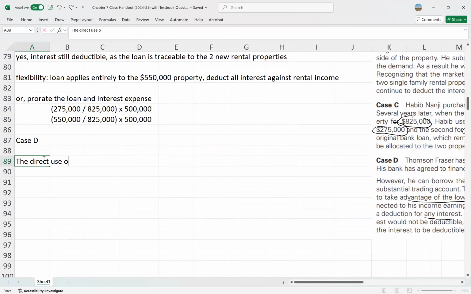So once again, this ties to that Singleton court case that we talked about at the beginning, where we look at the direct use of the loan. And because the direct use was to buy a personal asset, the interest is not deductible, even though he used his trading account as collateral to give him such a low interest rate.